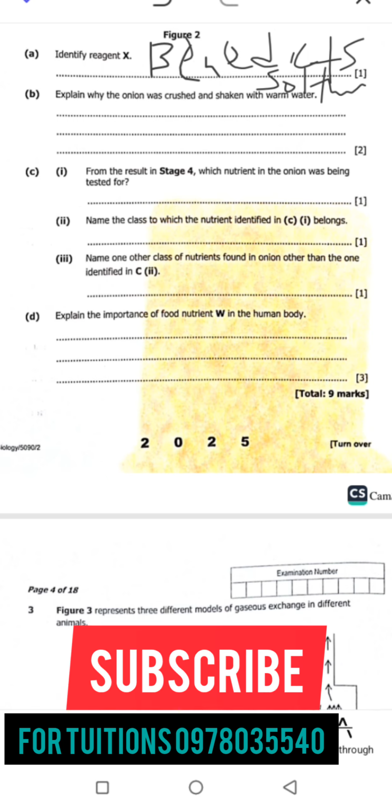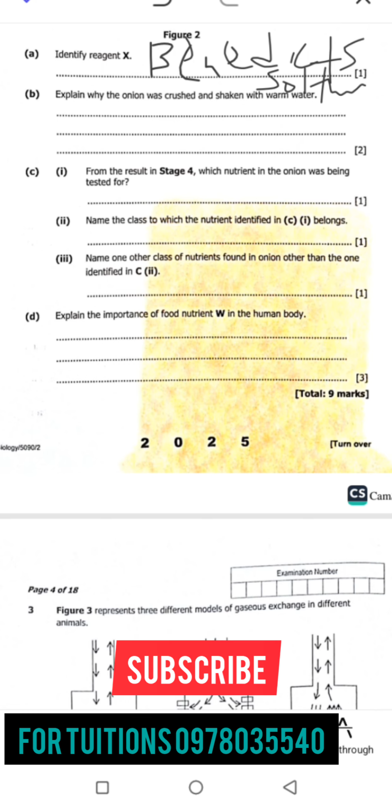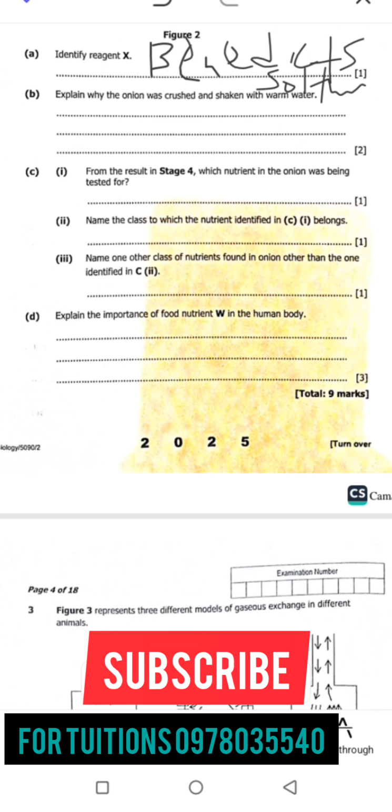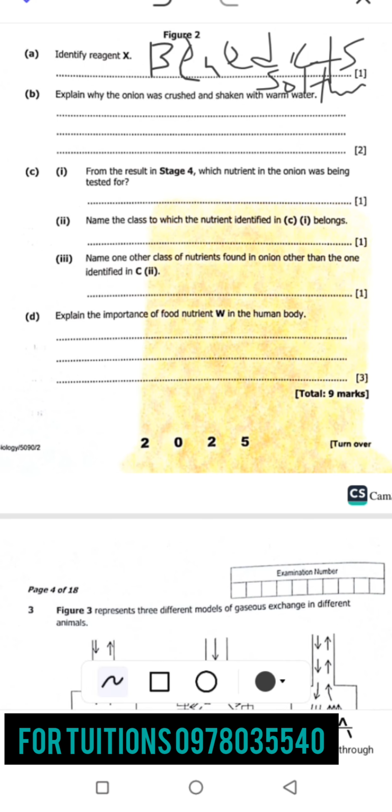Now, why was the onion crushed? It was crushed in order to expose the cells to the reagent. And why warm water? Warm water was there to make sure that the reaction is faster. Remember that if the water is cold, the chemical particles won't collide frequently. Hope you know the rates of chemical reaction. So the main reason why is to expose the cells to the reagent.